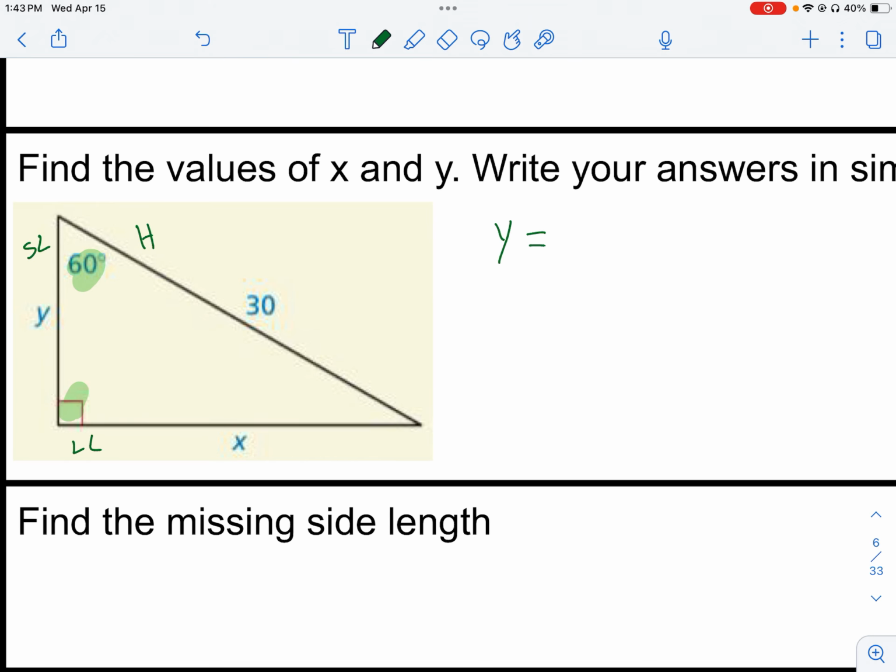Well, to go from the short leg to the hypotenuse, I multiply by 2. So to go the other way, I got to divide by 2. So 30 divided by 2 means y equals 15. And then to go from the short leg to the long leg, I'm just going to multiply by radical 3. So it's 15 radical 3.